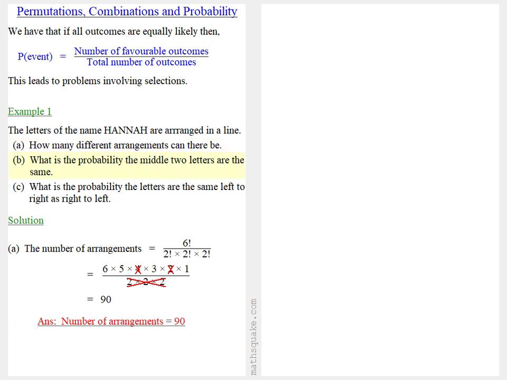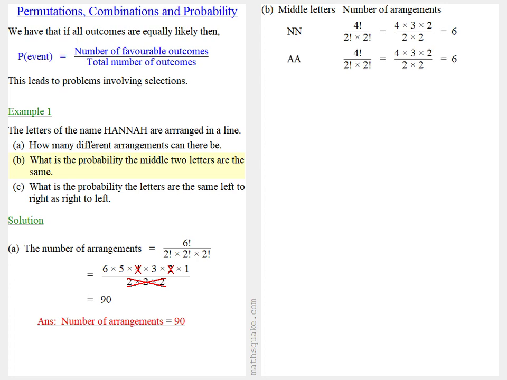In part B, we're asked, what is the probability the middle 2 letters are the same? Now, for the middle 2 letters, there's 3 possibilities. They could be NN. Now that means the other 4 letters can be rearranged in any way, but there are 2 pairs of letters the same. So it's 4 factorial over 2 factorial times 2 factorial, which is equal to 4 times 3 times 2 over 2 times 2, which is equal to 6.